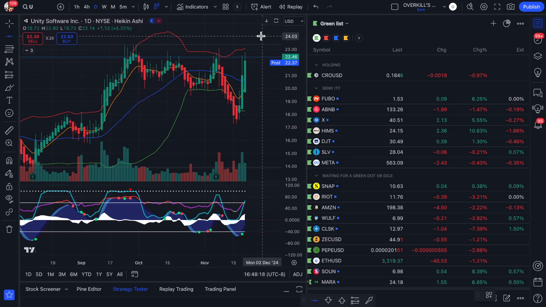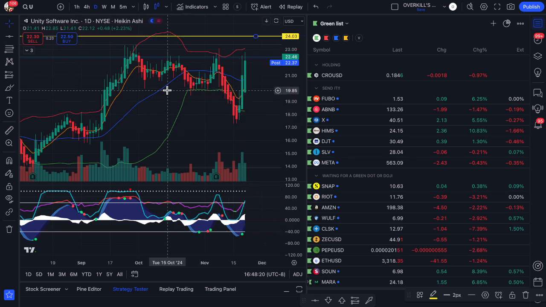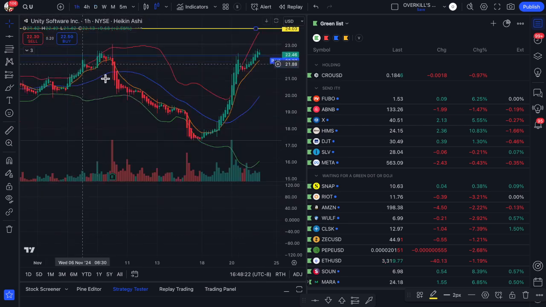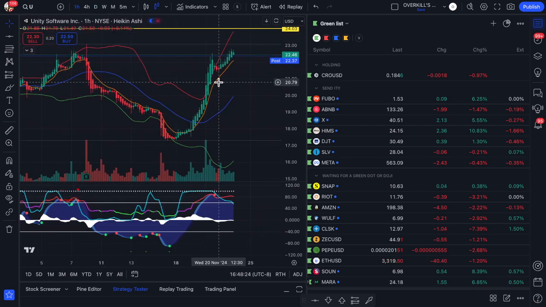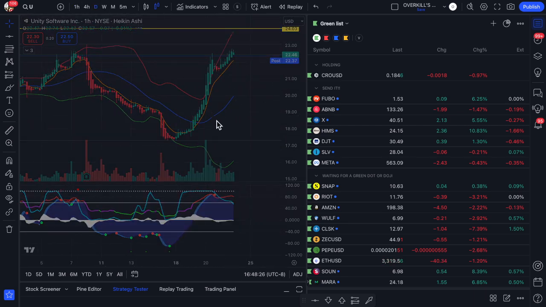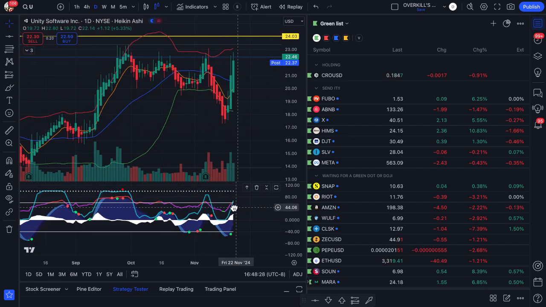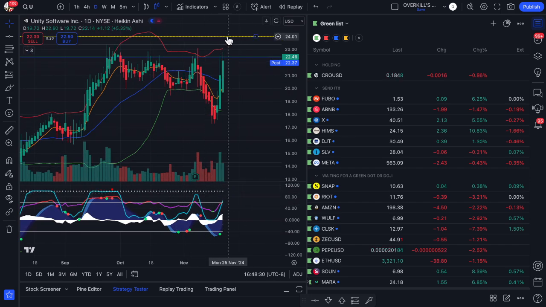Okay, I'd probably be looking to take profit. That thing will probably tap 24. Again, another name you can get in here on the hourly and be buying pullbacks on, but I'd be taking some off the table here now that the stochastic is getting back up there into that white dotted line.